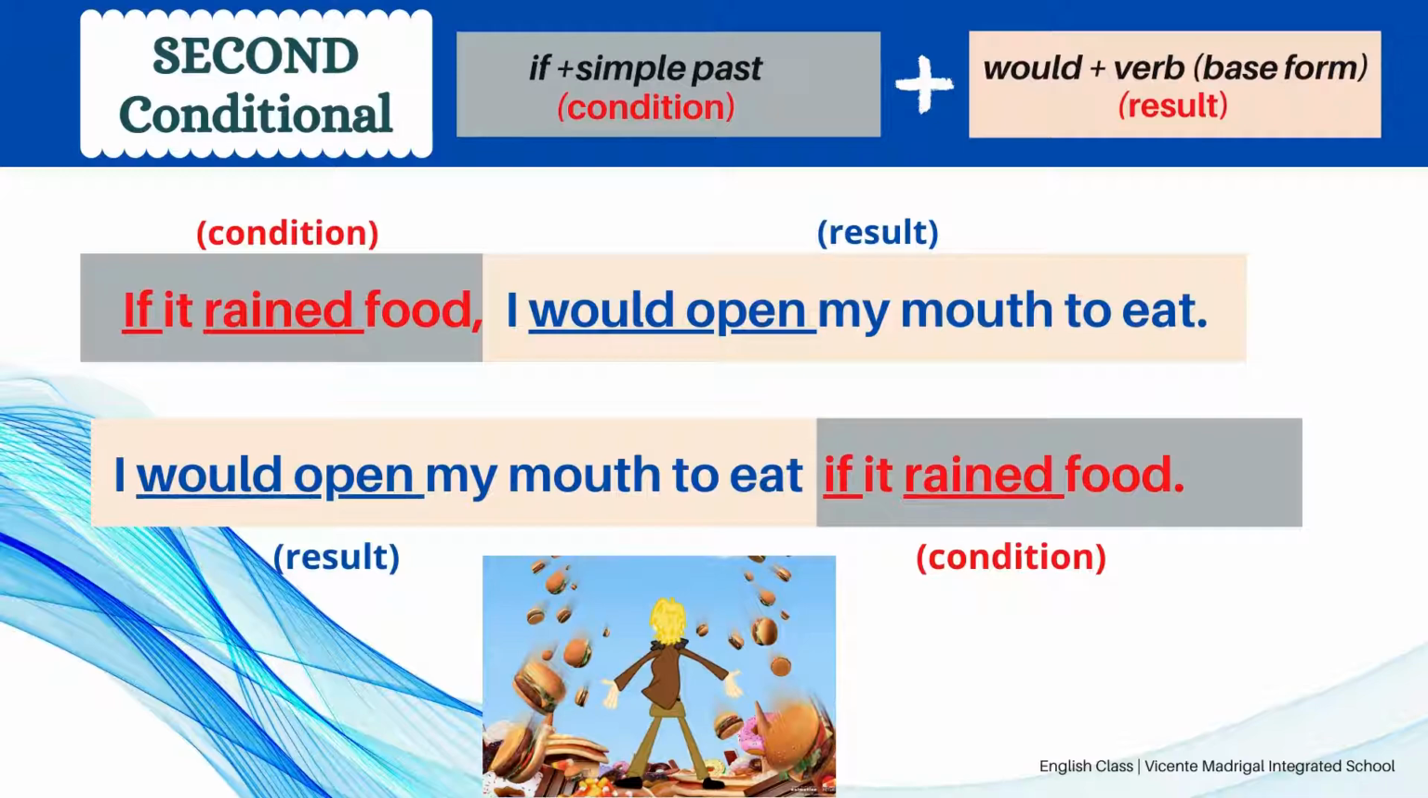We used would plus verb open, which is in the base form. This is second conditional because it talks about a situation that is very impossible to happen. It's just an imaginary thought to rain food outside. Notice that we did not use comma to separate the parts when we interchange the positions of the clauses in the sentence. I would open my mouth to eat if it rained food.